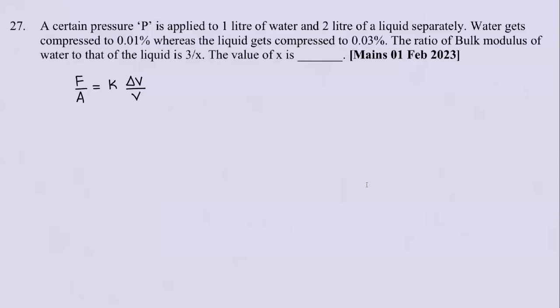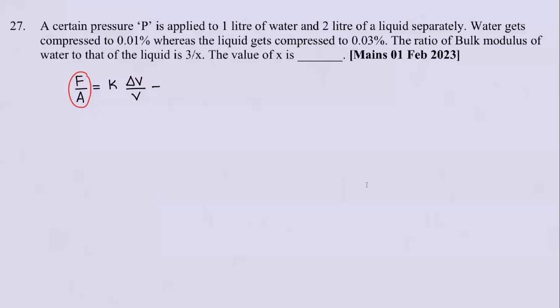Now what I do is that, what is the given data? Certain pressure P. That means here the force by area, pressure, is same. Change is given in percentages. So this one is constant.